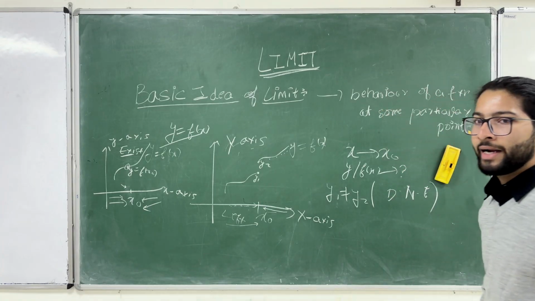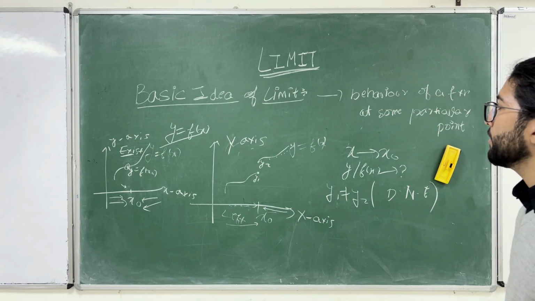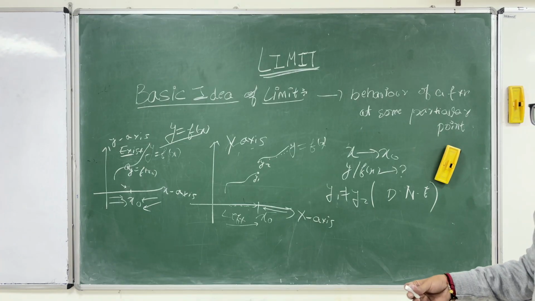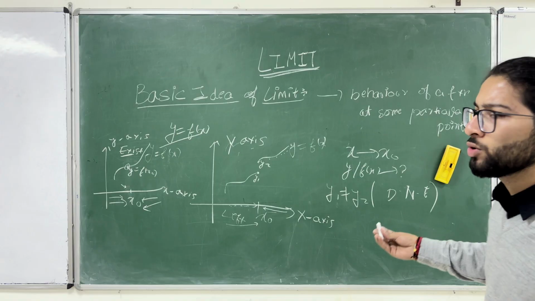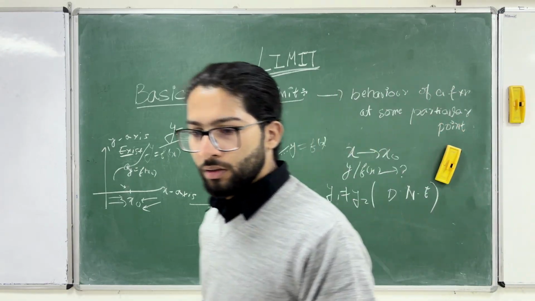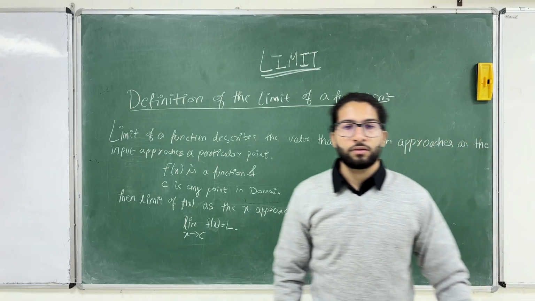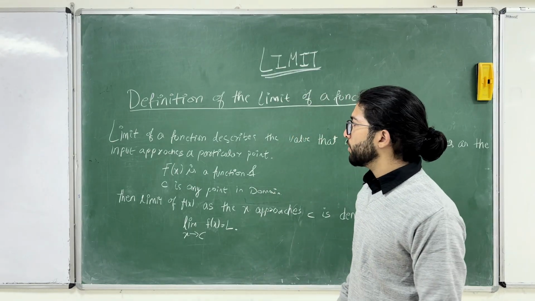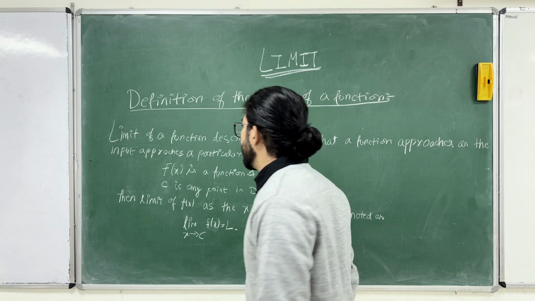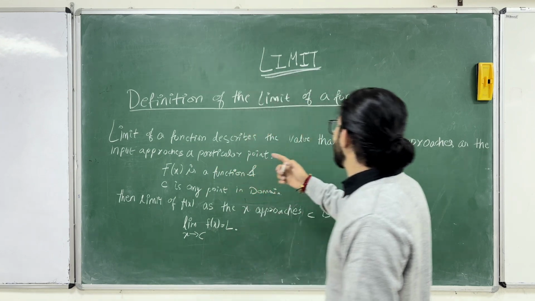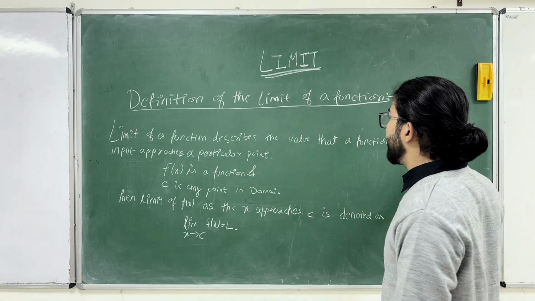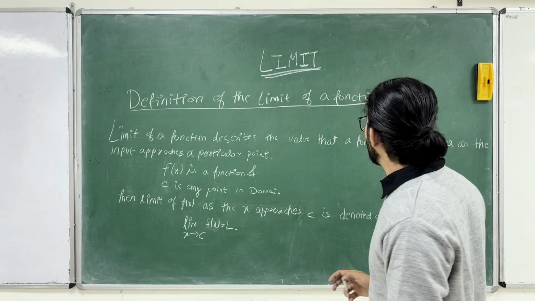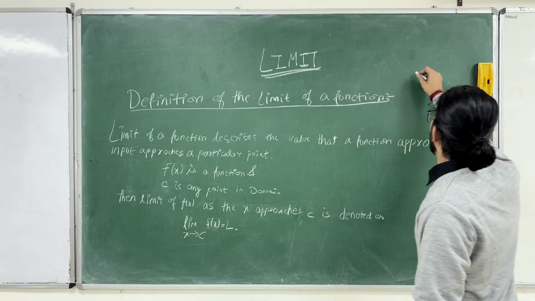So that's the basic idea of limit and the geometrical meaning given there. Now after that I will give you the proper definition and we will do some questions also. Now we are discussing the definition of the limit. Okay, so it's written there: the limit of a function describes the value that a function approaches as the input approaches a particular point, which means suppose we have a function, any function.